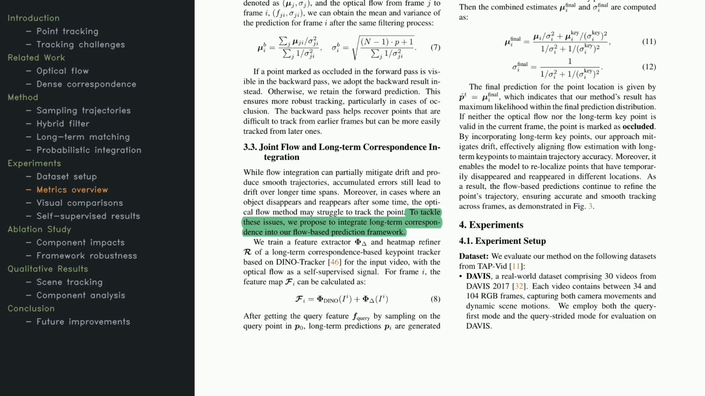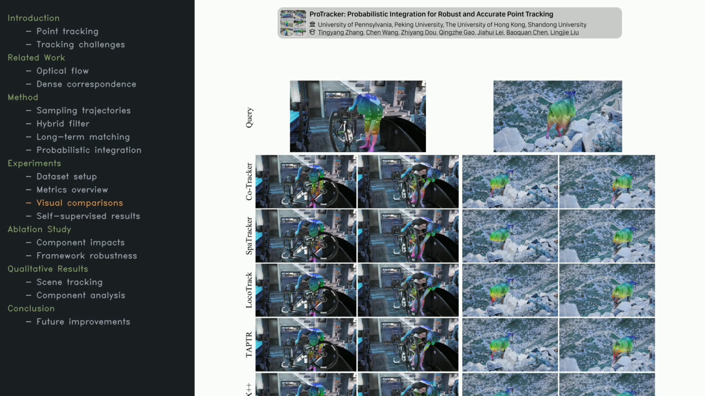There are two modes, query first and query strided, which evaluate different aspects of the tracking. The method seems to handle complex motions well, maintaining continuity and smoothness across a range of scenarios. Now let's see some visual results. Look at the images showing dense point tracking across challenging scenes.